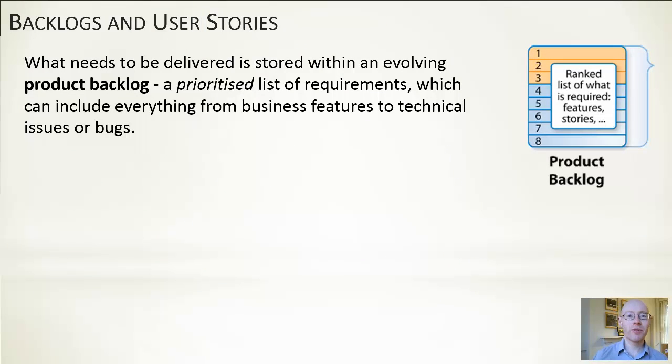So in terms of a little bit more of the detail here, so we mentioned about the backlog that we have, and what we want and what we need to develop is stored within the product backlog. Now, here it says here, it's a prioritized list of requirements. The notion of prioritization is important so that we not only have a list of all of the things that we want to have in our software, but we have prioritized them in terms of, well, what is the most important?